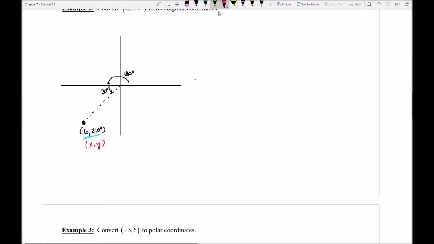So I'll state here that in order to find x, I just have to compute my r times the cosine of my theta. Now, this is going to be 6 times cosine of 210 degrees. Notice that's going to be pretty much the same as the cosine of 30 degrees. I just have to account for the fact that this is going to be negative. So this is actually going to end up as negative root 3 over 2. And if I simplify, that's going to be negative 3 root 3.